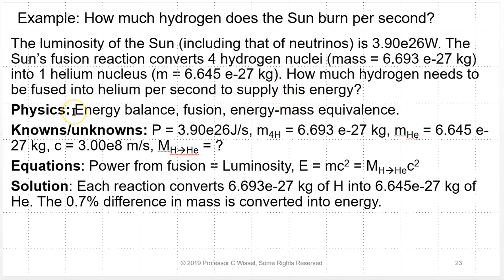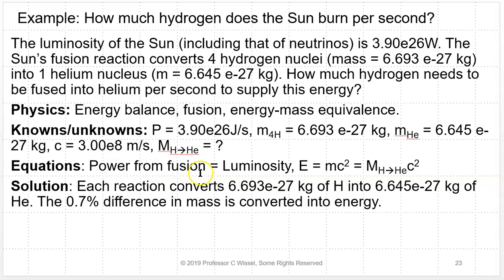The physics of this is energy balance, fusion, and mass-energy equivalence. We know that the power of the sun is 3.9 times 10 to the 26 joules per second. The mass of 4 hydrogen, that is the reactants, is 6.693 times 10 to the minus 27 kilograms. The mass of the products, which is the helium, is 6.645 times 10 to the minus 27 kilograms. The speed of light is 3 times 10 to the 8 meters per second. We need the mass rate of hydrogen into helium.